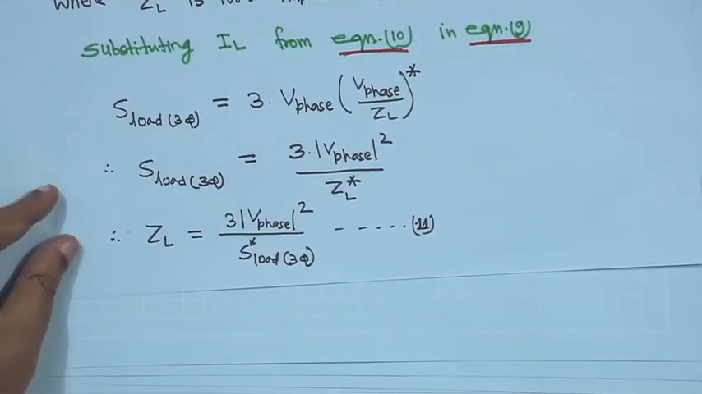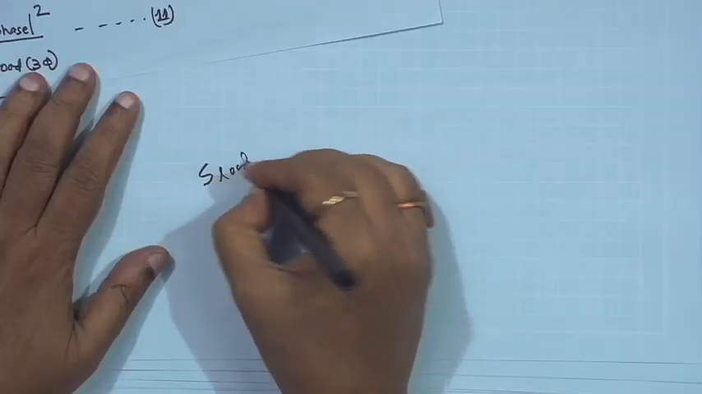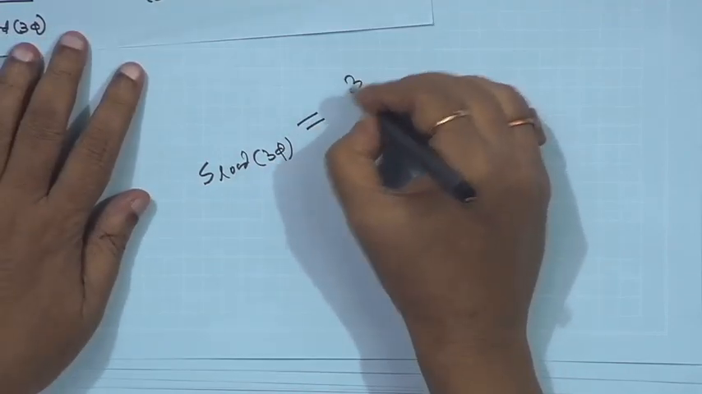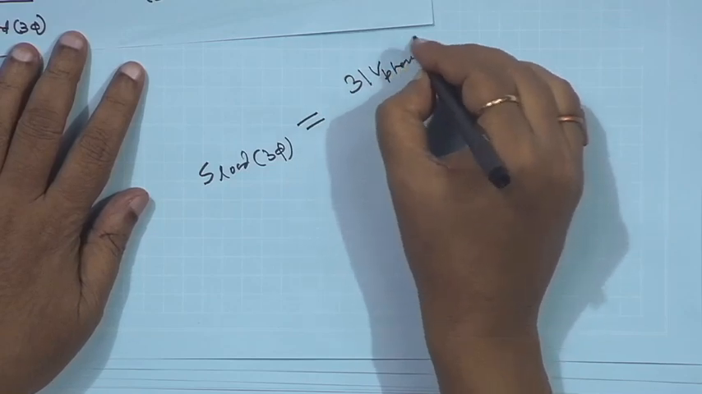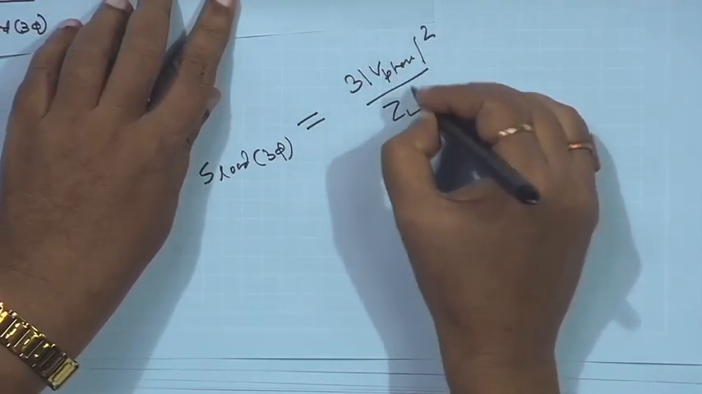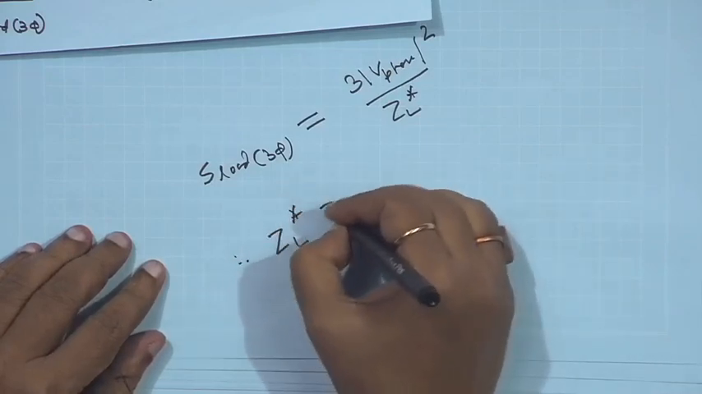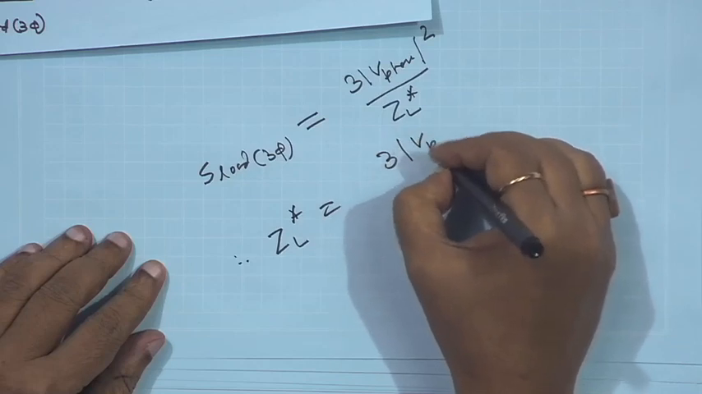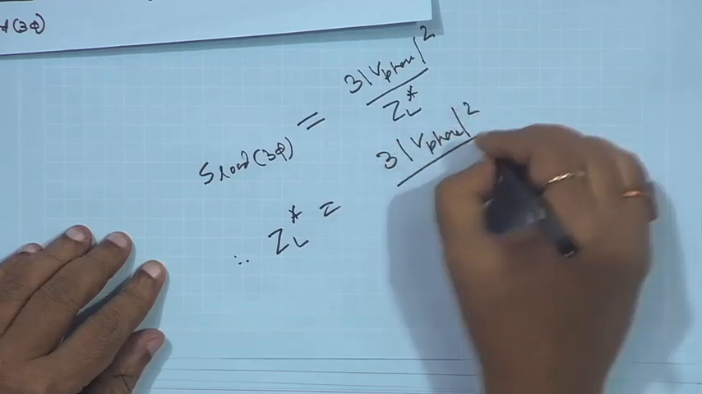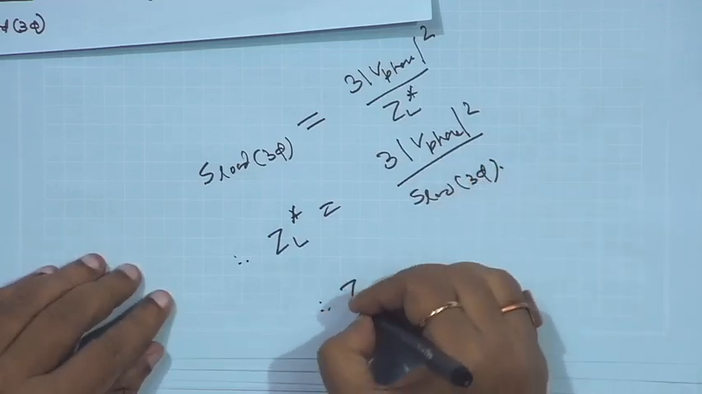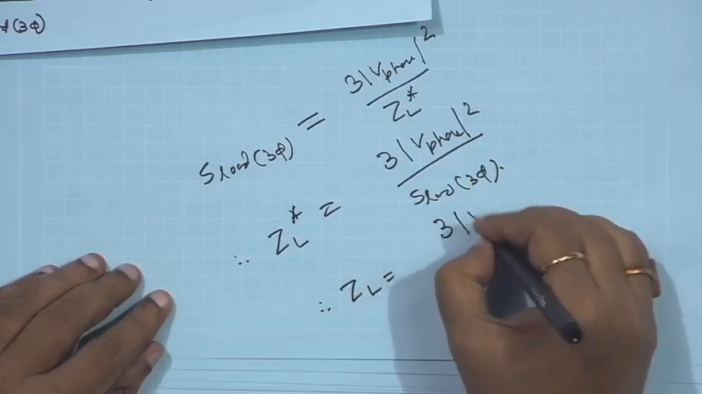That means S load 3 phase is equal to 3 V phase square divided by ZL conjugate. That means ZL conjugate is equal to 3 V phase square divided by S load 3 phase. That means ZL is equal to 3, this is voltage magnitude.